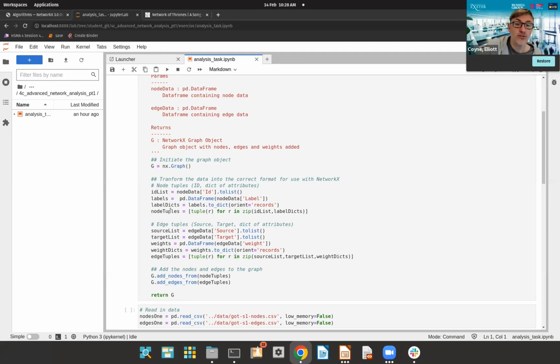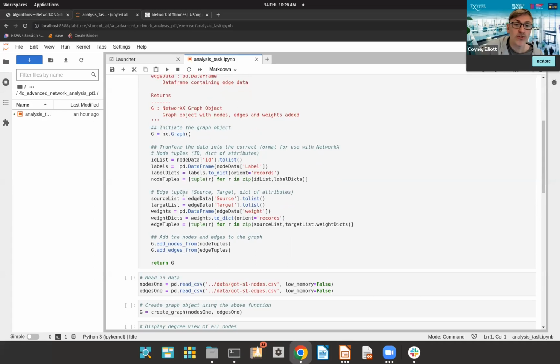Then we create our node tuples, and this is using the zip function. So it'll alternate between the ID from the ID list and then the description, and so on and so forth. And then we'll get our edge tuples, so looking at our sources and our targets, origin, destination, pull them out as two separate lists. We will then pull out our weights, because we'll know those as well, turn that into a dictionary, and then create our edge tuples, and then add the nodes and the edges to the empty graph object that we created.